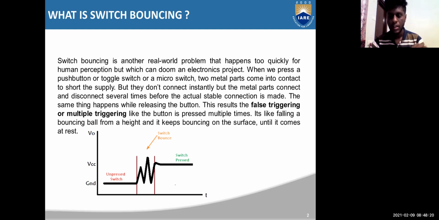It is like a ball thrown from a height that bounces continuously without stopping until it comes to rest. And below is the graph which represents the switch bouncing, where initially it is at rest, then it is in motion, and again comes to rest when the ball stops bouncing.